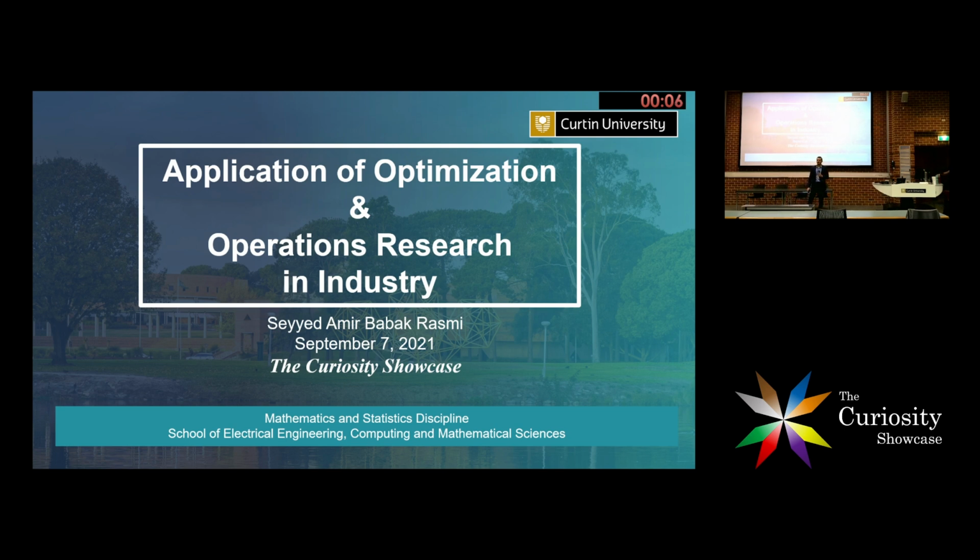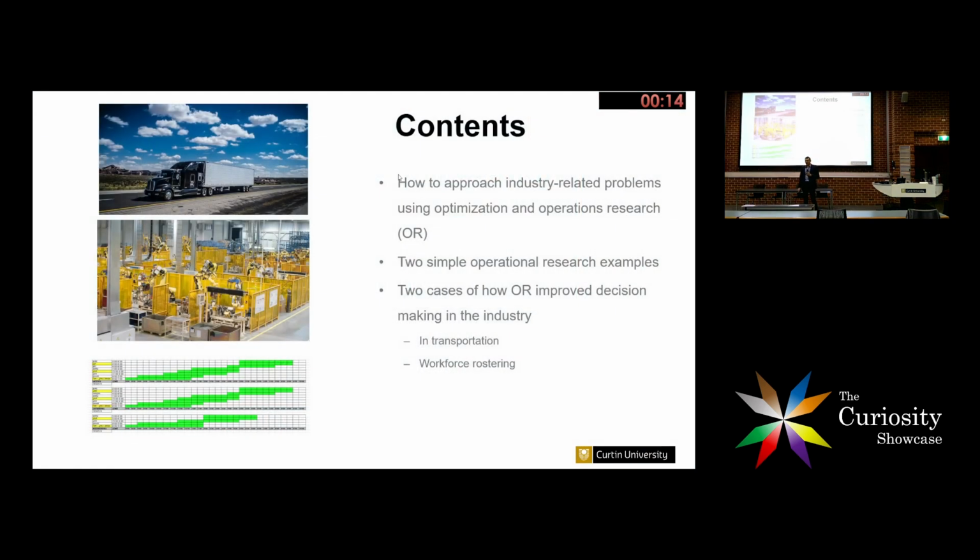Today, we want to have a short talk related to optimization and operations research and their applications in industry. In this presentation, we want to cover and show how operations research and optimization work for industrial problems. I will give you two simple examples to show you the main components and the main structure of operations research and optimization in order to model different problems.